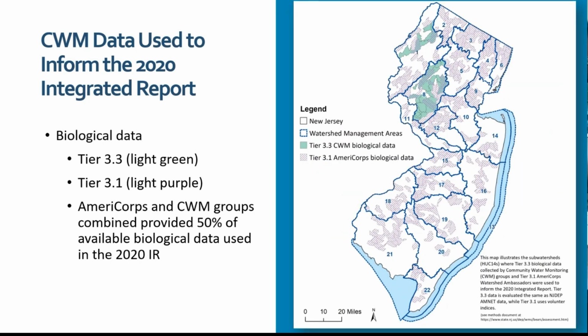So for biological data, the tier 3.3, remember that was the samples that are sent to a lab for identification. So those are shown in light green on this map. And the tier 3.1, which is what we're going to be trained on this week, is in light purple. And you can see many areas of the state have community water monitoring and AmeriCorps contributing that data.